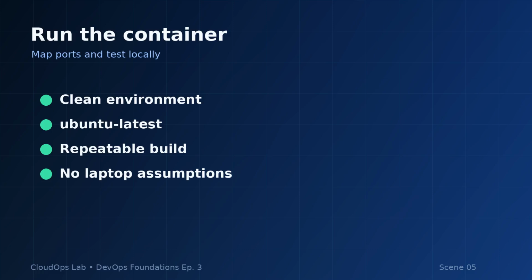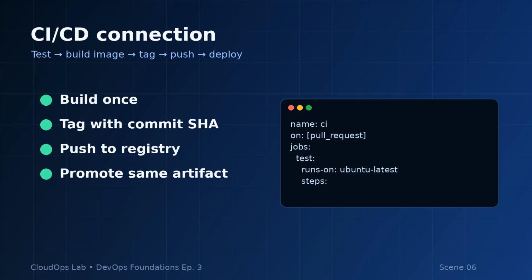At this point, your application is no longer just code on a laptop. It is packaged as a container image. That image can be used by your CI pipeline, pushed to a registry, deployed to a virtual machine, or run in Kubernetes. This is why Docker connects so naturally with CI/CD. The pipeline can run tests, build the Docker image, tag it with the commit SHA, and push it to a registry. Then deployment systems can pull that image and run it.